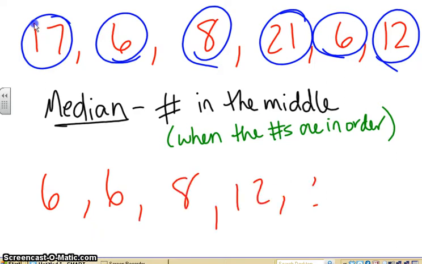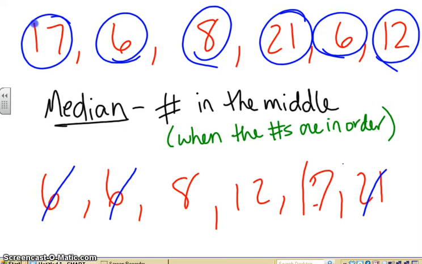17 and then 21. Okay, I have my same list. I do the same thing. First, last, second, second to last. Ooh. And then I have two numbers in the middle. Well, how do I find my median if there's two of them in the middle?